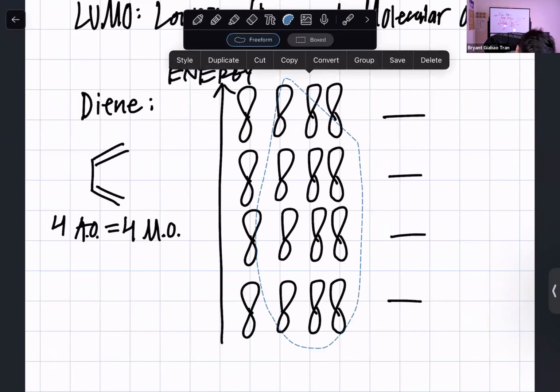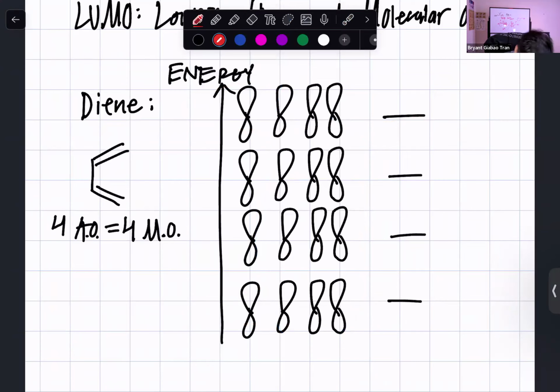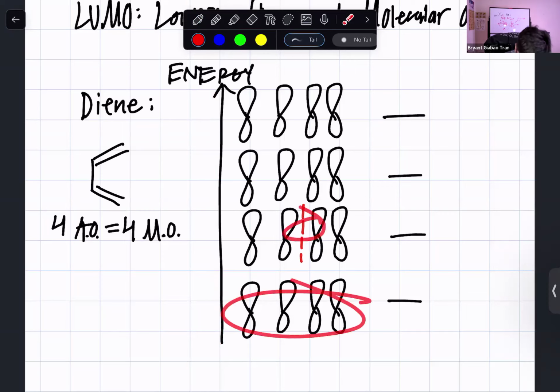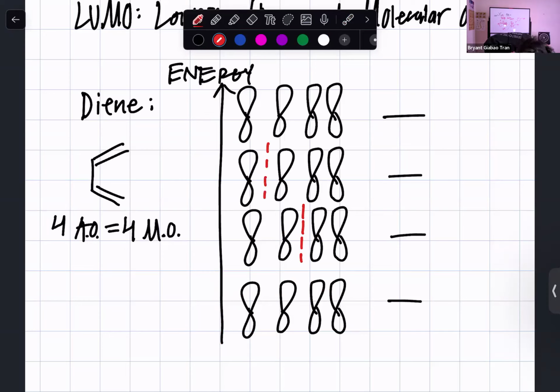So the lowest energy will have no nodes, and as we increase the level of the molecular orbital energy, we're going to increase the number of nodes. So we're going to go from 0 nodes to 1 node, right? And then if we go one more time, 1 node to 2 nodes, and then 2 nodes to 3 nodes, separating all of these orbitals here.